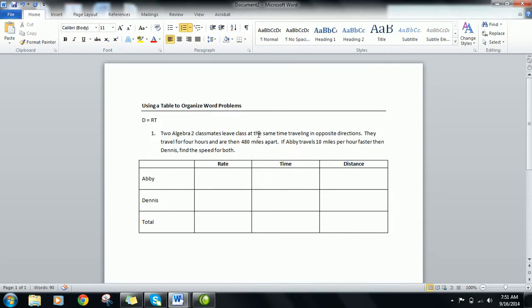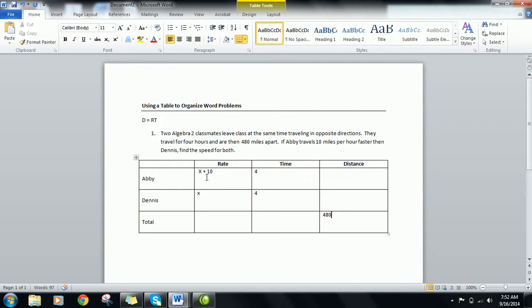Okay, so here's the problem. If you recall, you have two classmates. They're working in opposite directions, and they travel for 4 hours, and then they're 480 miles apart. So we know Abby's speed is 10 more than Dennis's speed, and we want to find both their speeds. If we're looking really for rate, speed is rate, miles per hour. So let me call Dennis's rate x, and therefore Abby's rate is going to be 10 more than that, x plus 10. We know they're both traveling for 4 hours, and we know at the end of the day the total distance is 480.